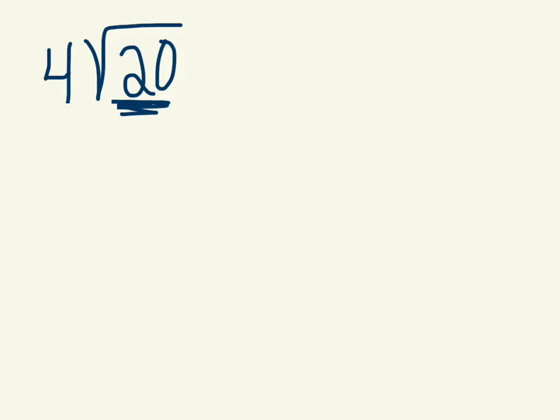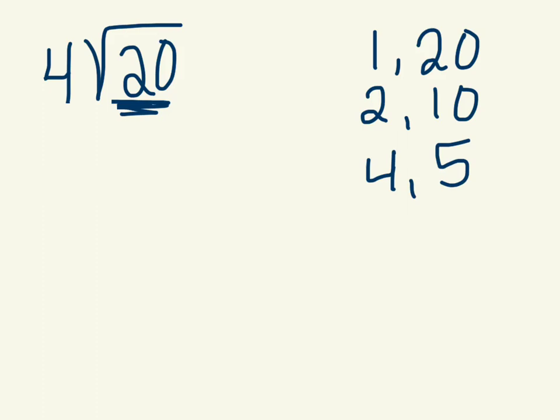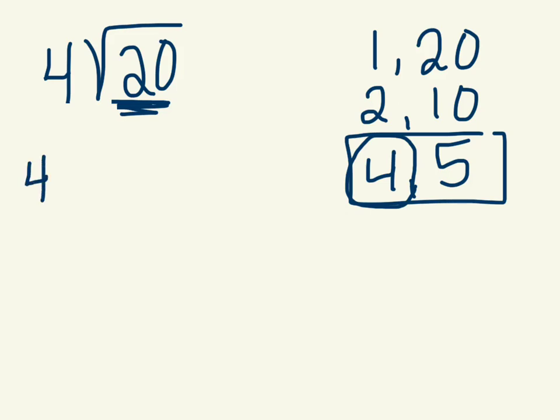So I have my factors of 20 as 1 and 20, 2 and 10, 4 and 5. And now I'm going to go through and circle all of my perfect squares. 4 is my only perfect square. It is the greatest of them, so I'm going to use that. And this is now going to be the factors that I put under the radical. So I have 4 times the square root of 4 times 5.